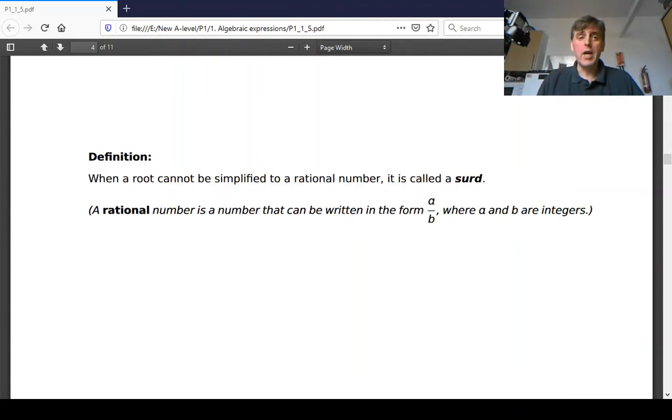So when we have a square root or any kind of root, a number which literally goes on forever as the decimal expansion, we call those kinds of numbers surds. So there's a technical definition on the screen there involving things called rational numbers. If you are not familiar with that idea of a rational number, it's a number that can be written as a fraction with integers essentially. But if you can't simplify a root expression to a rational number, then we call it a surd.